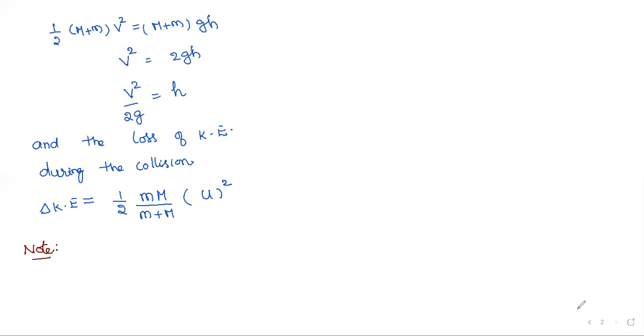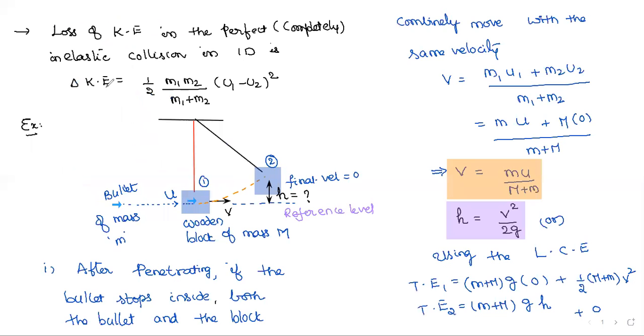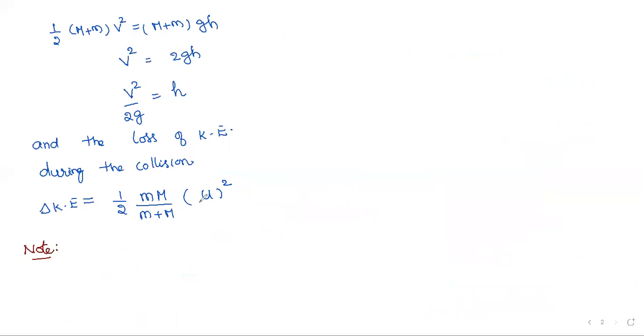If they ask what is the loss of energy, those who remembered the perfect inelastic collision and the loss of energy in that perfect inelastic collision, particularly in one dimension, will directly substitute all the values given here and try to calculate the answer like this. Okay. What is the confusion there, sir?